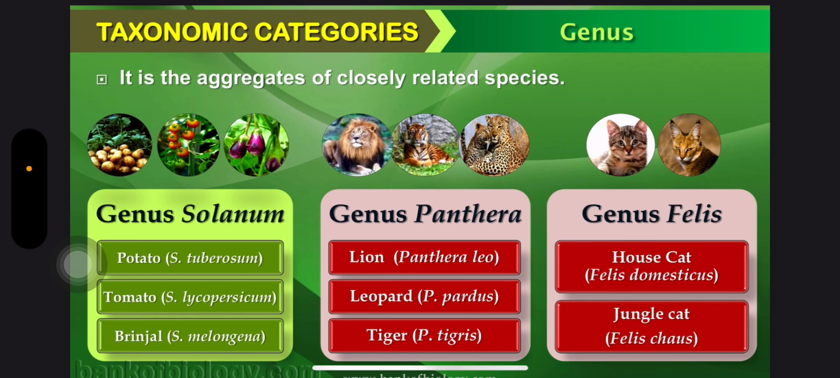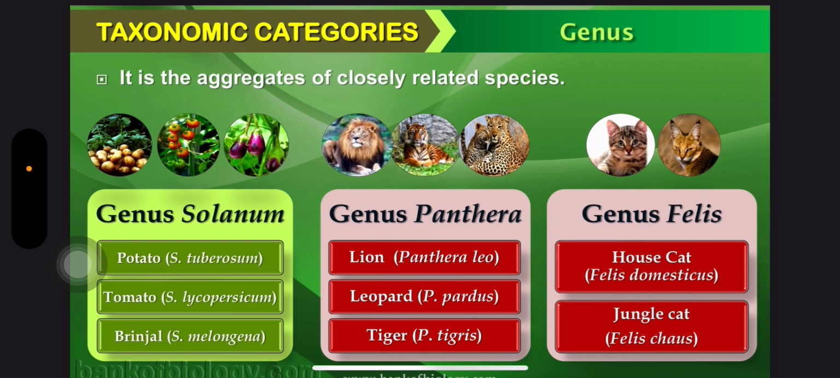Now the genus. It is the aggregate of closely related species together as a genus. Genus Solanum is there, Panthera is there, Felis is there. In the same genus, potato, tomato and brinjal: tuberosum, lycopersicum and melongena all come under the one genus Solanum. In the same way, genus Panthera has leo, pardus and tigris, meaning lion, leopard and tiger all come under genus Panthera.